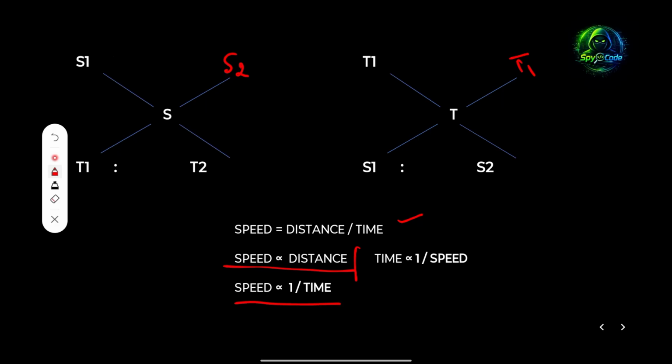Always remember this. If there are two speeds, s1 and s2, then t1 and t2 can be found out, and if the times t1 and t2 are given, then we can find out the speed ratios also. If we go into the question, we can understand this concept.